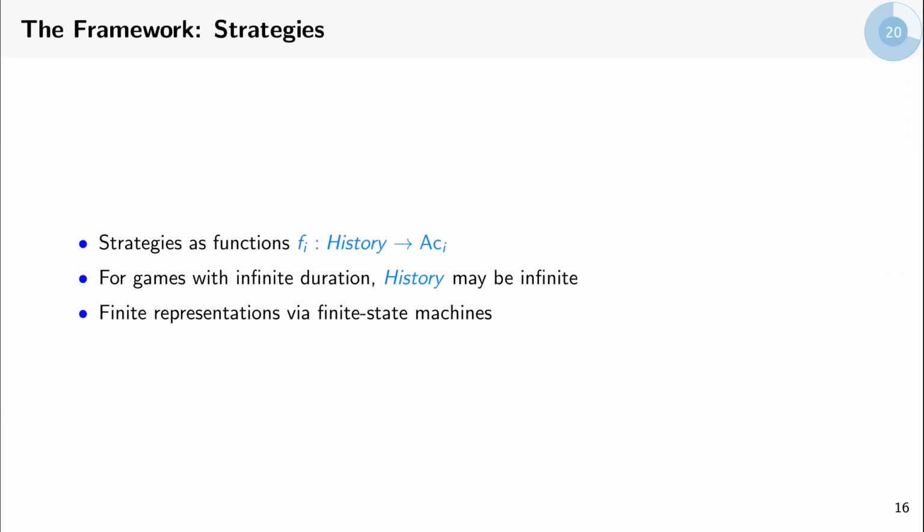Strategies can be seen, abstractly and mathematically, as a function that maps from the history of the play to some action of the agent. But the problem is that if we consider games with infinite durations, infinite rounds, the history may be infinite. And this will be a problem if we want to study some decision problems that need strategies as the input.